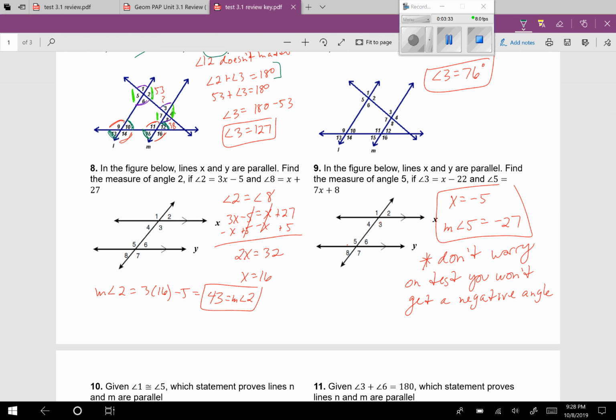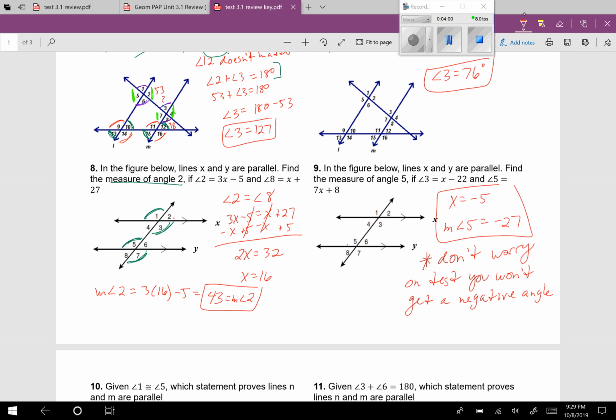Question 8. It says in the figure below, the lines are parallel. Find the measure of angle 2 if angle 2 is 3x minus 5 and angle 8 is x plus 27. So here's 2 and 8. Okay, so again, you should go through and do your colors. So there's one color.